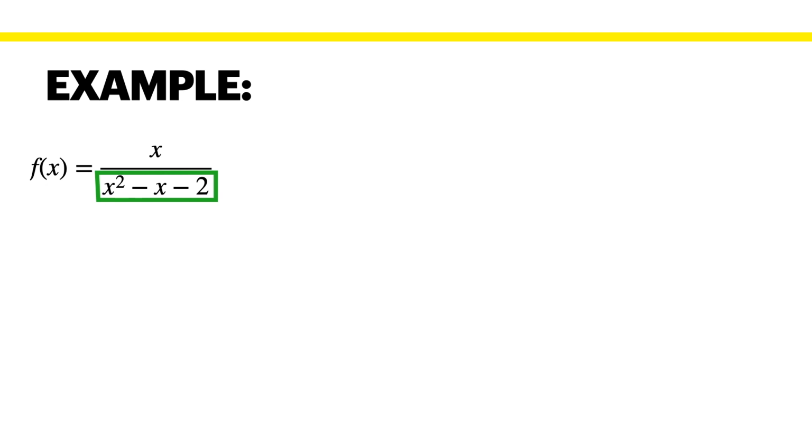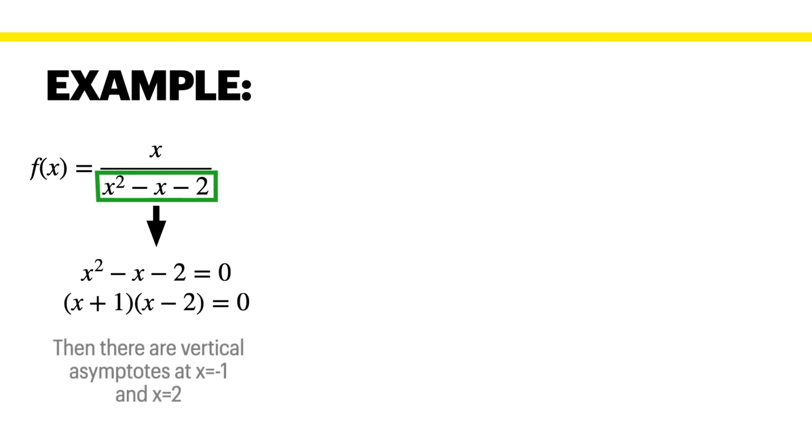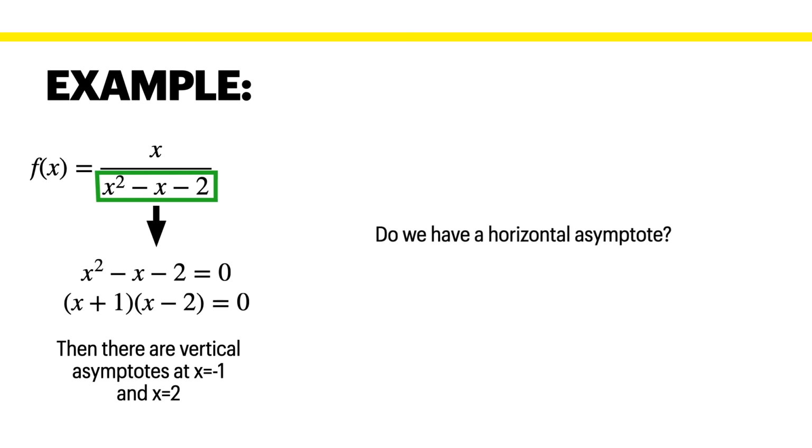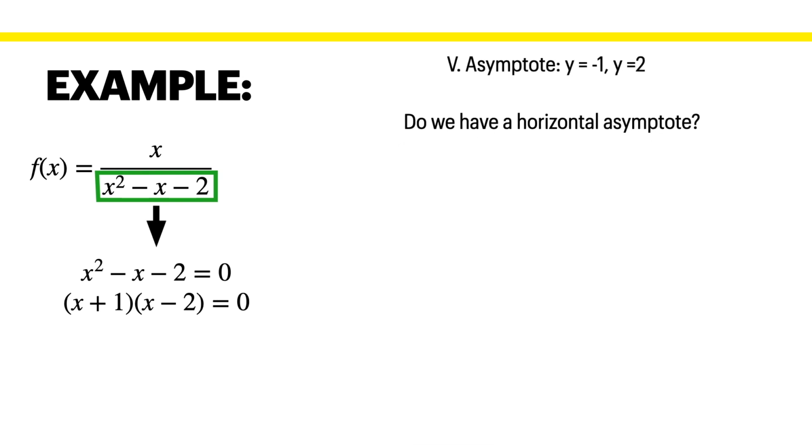So let's equate the denominator to 0 and try to get the factors of this quadratic function. If you factor it, you end up with x plus 1 times x minus 2 equals 0. That's the factored form. Therefore, we have the vertical asymptotes x equals negative 1 and x equals 2. So those are the asymptotes now. But we have another question though. Do we have a horizontal asymptote? That's something that we gotta know.